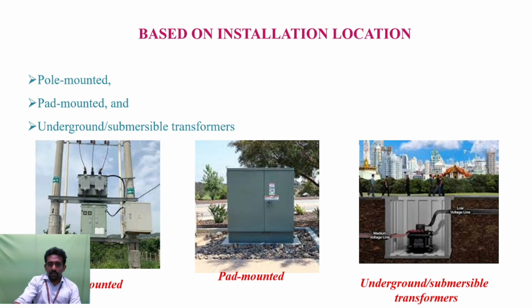So there are three categories: pole mounted. As we see, our Indian electrical system is mainly an overhead electrical system. Here it forms the pole mounted transformers. So two poles are there, and it is attached by means of iron rods, and the transformer is placed right over this. And next, in cities, we are using pad mounted transformers.